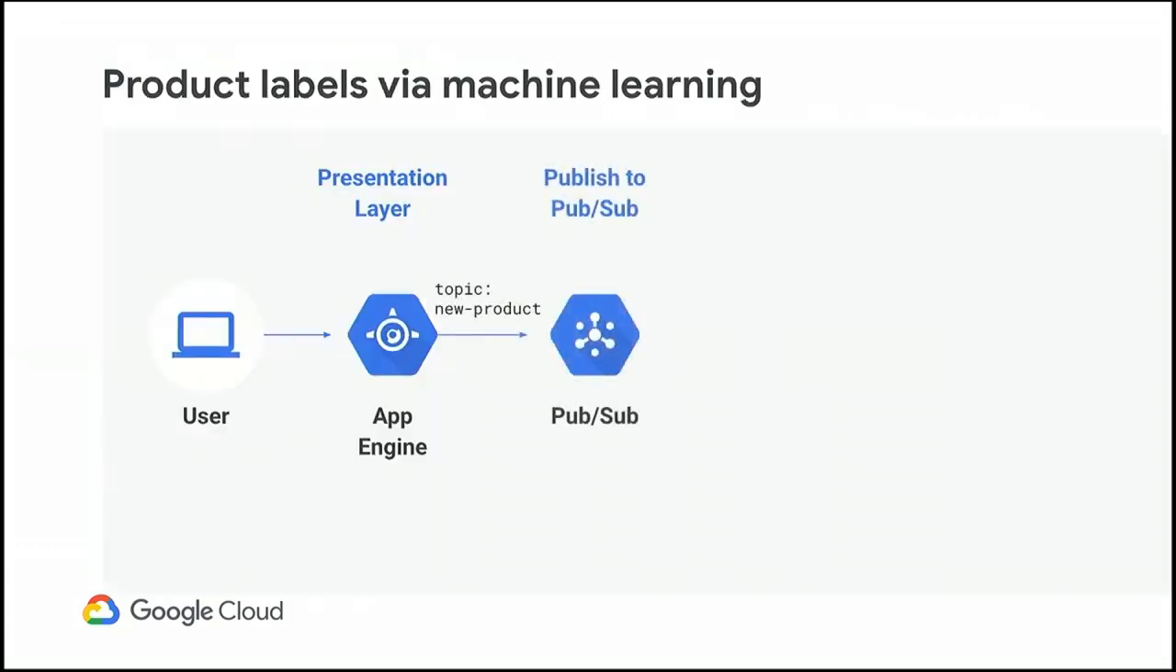So how do we actually use this? We've got a presentation layer. We add a new item. It's going to publish a message to PubSub, say new topic.